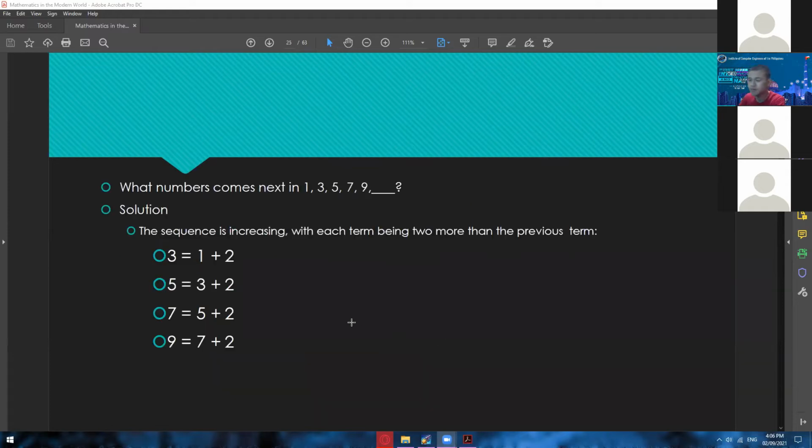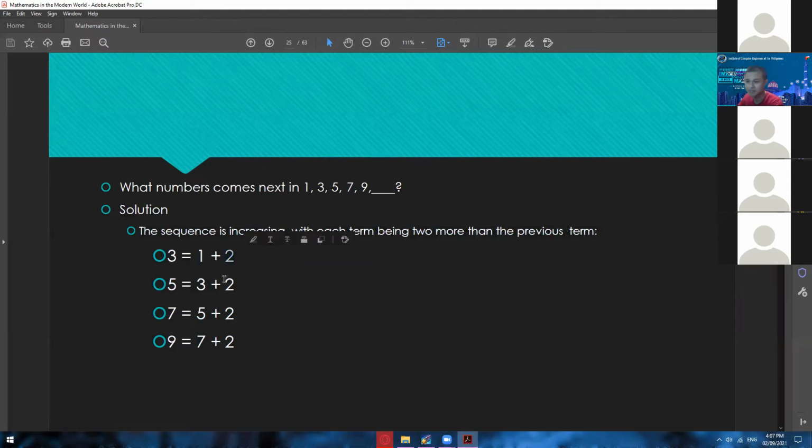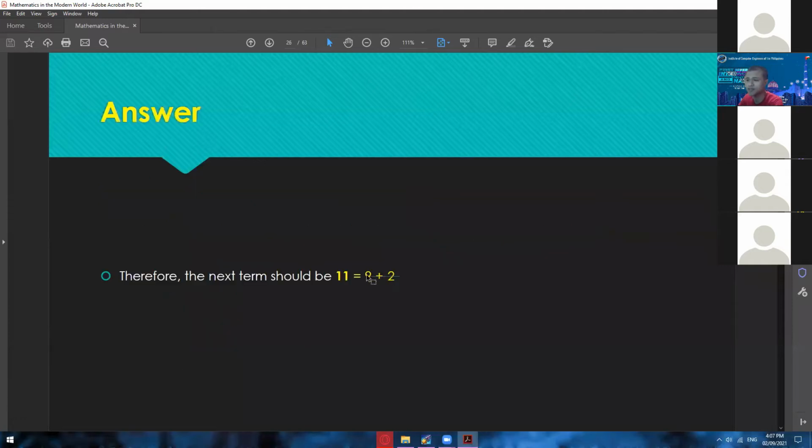What number comes next in 1, 3, 5, 7, 9? Dapat pala, I should have removed this one. Anyway. 11, sir. Yeah, so it's very, very obvious. The pattern is actually incrementing by plus 2, plus 2, plus 2, plus 2. And then of course the next one will be 11, 13, 15, and so on and so forth. So it would be 11.